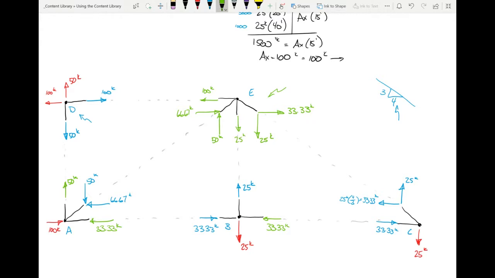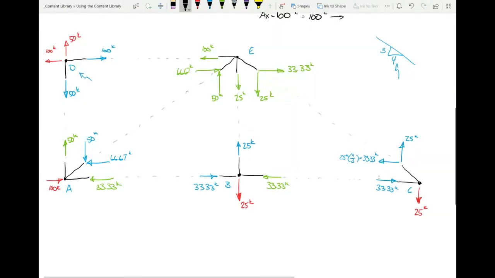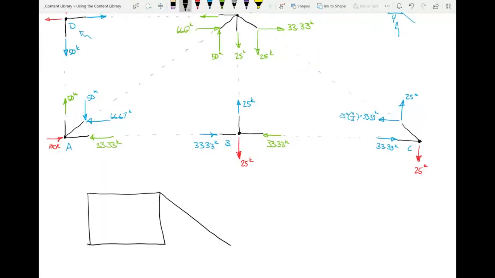Look what we have. Look at the verticals. We got 50 up, we got 50 down. We got 100 to the left, we got 100 to the right. Everything is already solved with joint E. So in one fell swoop, the truss is already solved, right? Already figured out. And so what I can do is go down here and say, what's my truss? What's my answer?